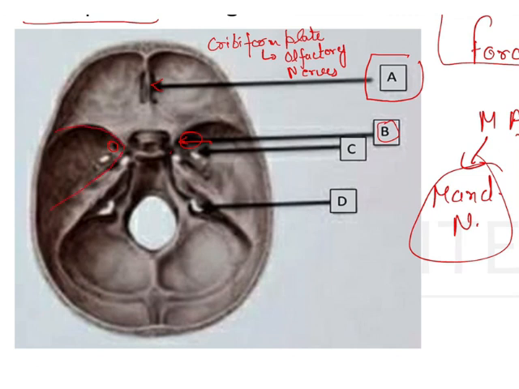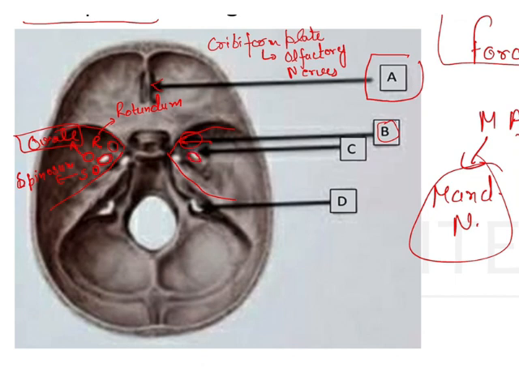The greater wing of the sphenoid bone forms the middle cranial fossa, and here we have the foramens, which are remembered by the trick ROS. R stands for foramen rotundum, O stands for foramen ovale, and S stands for foramen spinosum. Now here we have to find out the foramen ovale.